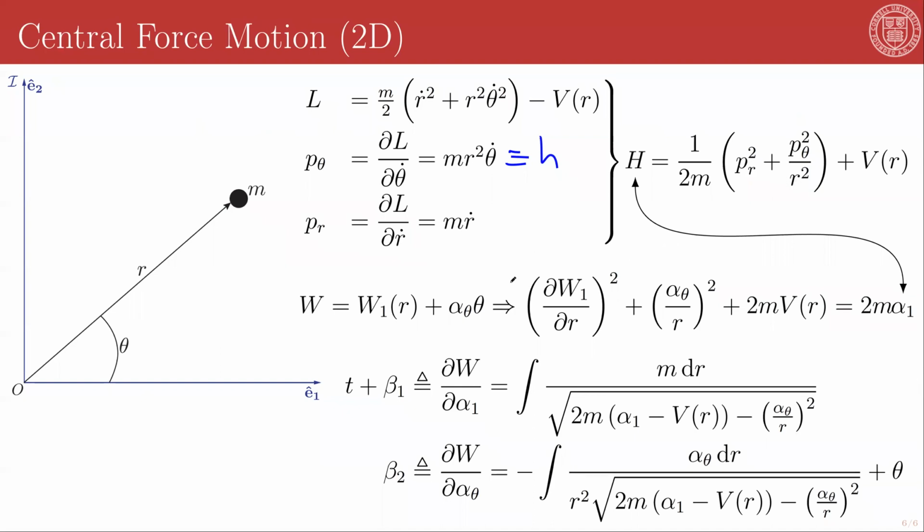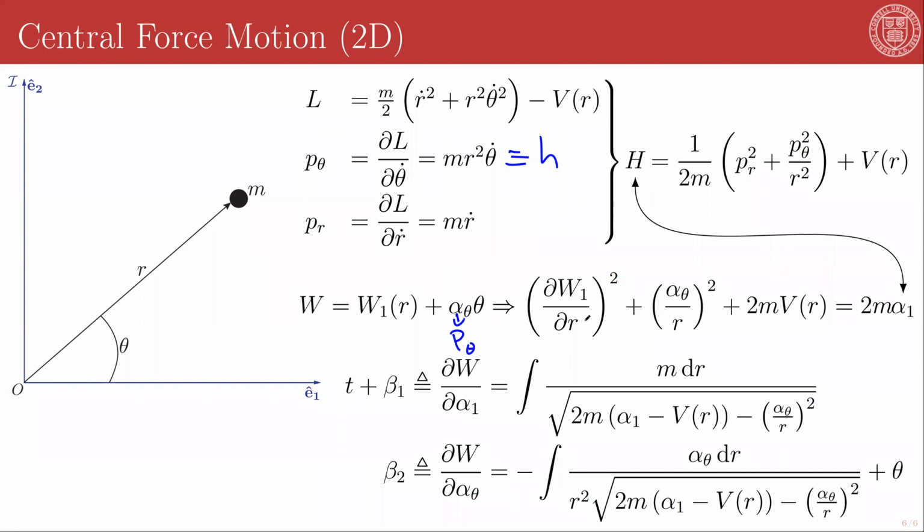Because theta is cyclic and p sub theta is constant, the characteristic equation is easily separable. And so our Hamiltonian characteristic function W can be written as a function W1 of R only plus the conjugate momentum associated with the theta generalized coordinate, alpha sub theta, times theta. And remember, this is the transformed conjugate momentum. This is the capital P sub theta.